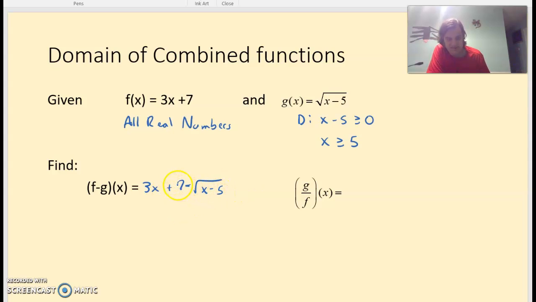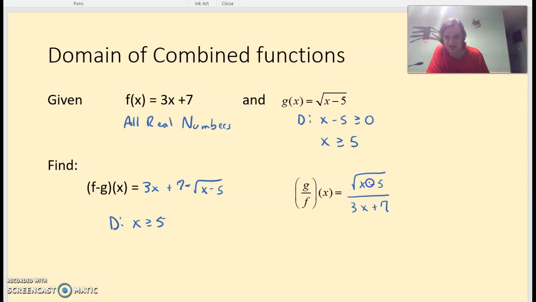And regardless of what happens, we look at the original two functions and we couldn't plug numbers less than 5 into g. Well, that's the same thing that happens here. So it picks up the same domain as up there. You can only use numbers greater than or equal to 5. Now g divided by f. Now in the previous example we did f over g, but we can do g over f. So there's g, the square root of x minus 5, over 3x plus 7.